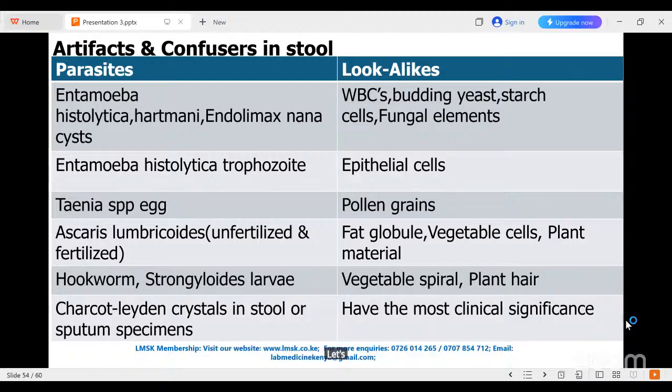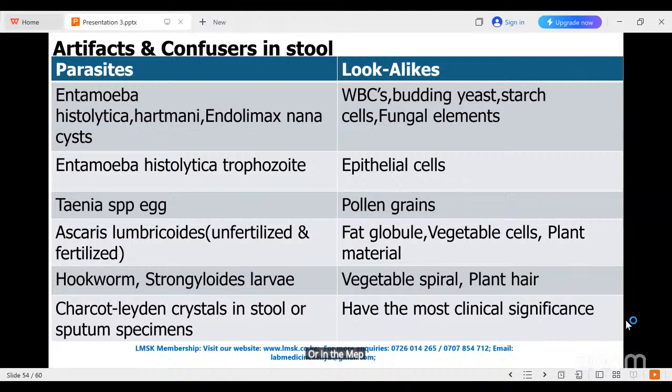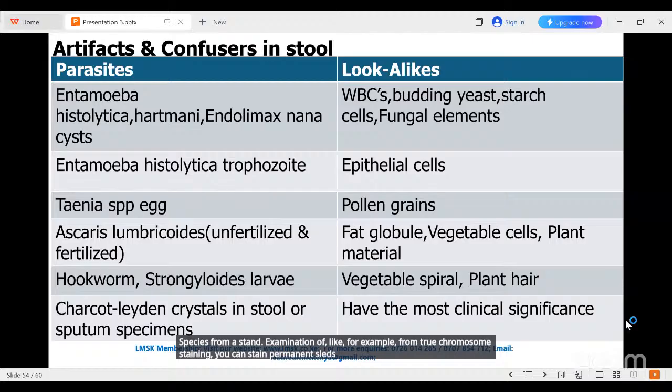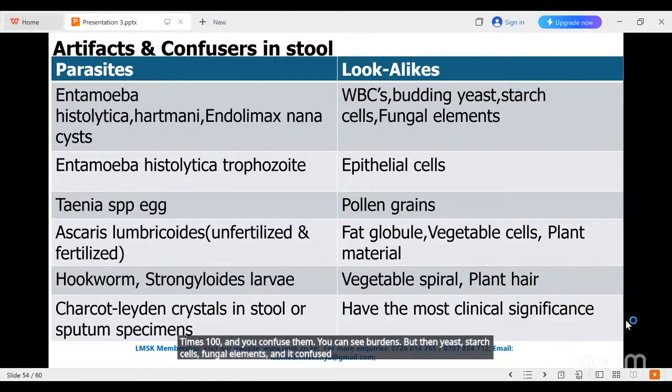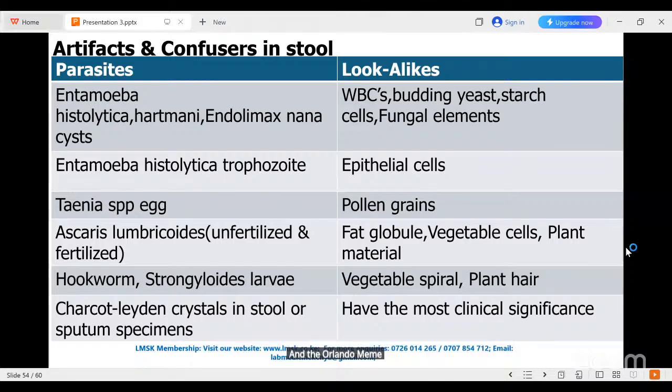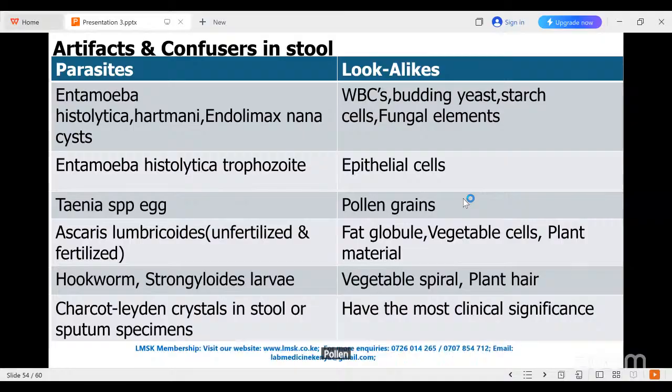Let's briefly look at artifacts and confusions that we might see in stool, which you confuse with parasites. You might see white blood cells like eosinophils, and you think that is a cyst of Entamoeba histolytica or Entamoeba species from a stained examination, for example, trichrome staining. You can stain permanent slides and examine under times 100, and you confuse them. You can see budding yeast, starch cells, fungal elements, and you confuse them with Entamoeba histolytica and all Entamoeba species. You might see epithelial cells under a stained examination, and you think that's an Entamoeba histolytica trophozoite. You might see pollen grains, and you think that is Taenia species.